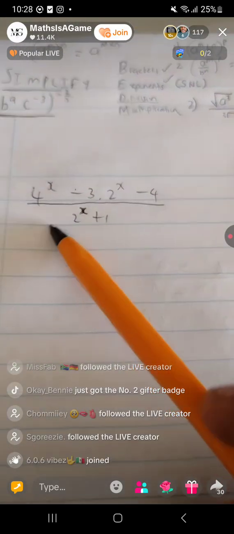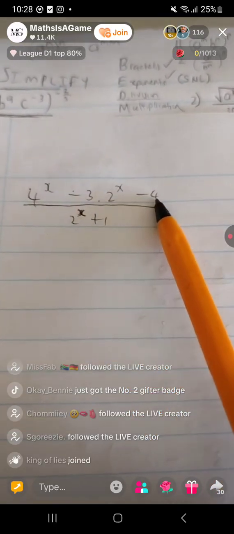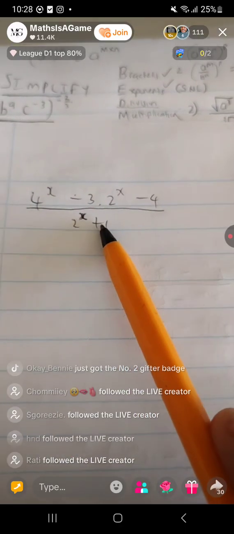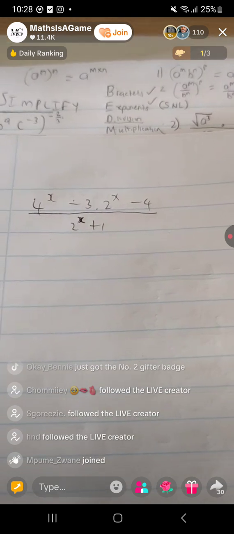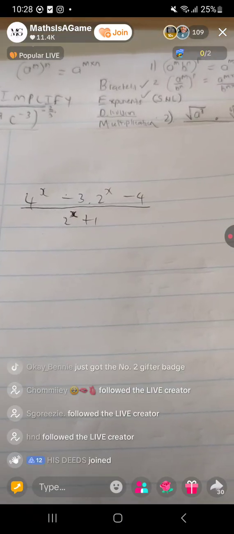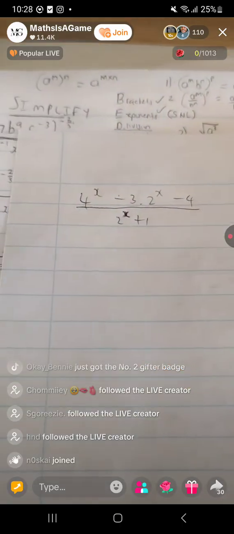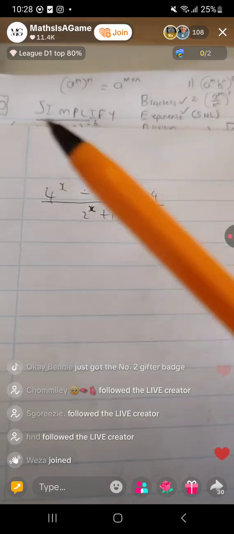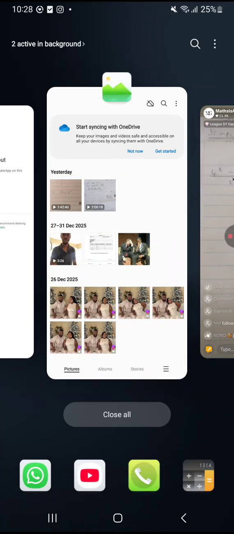Okay, last one. 4 to the power x minus 3 times 2 to the power x minus 4 over 2 to the power x plus 1. Now this question is even more different from the first two. But when we look at it, how many terms are in the entire expression? There is 1. In the numerator, how many terms do we see? We have 1, 2, 3.